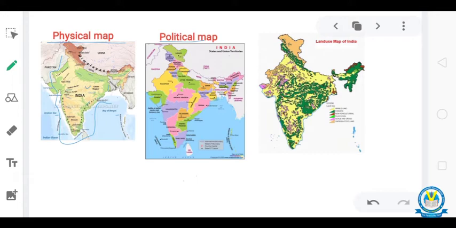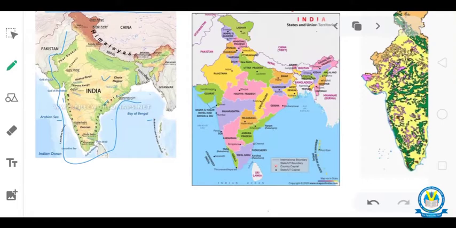The main object of the physical map is to show landforms and which type of landforms are present in that area. So what are the water bodies, like lakes, rivers, and oceans, and other geographical features, includes mountains, deserts, and lowlands, etc. Okay.